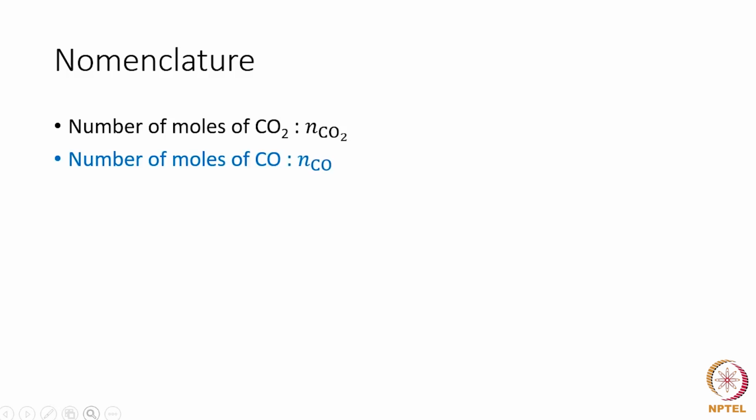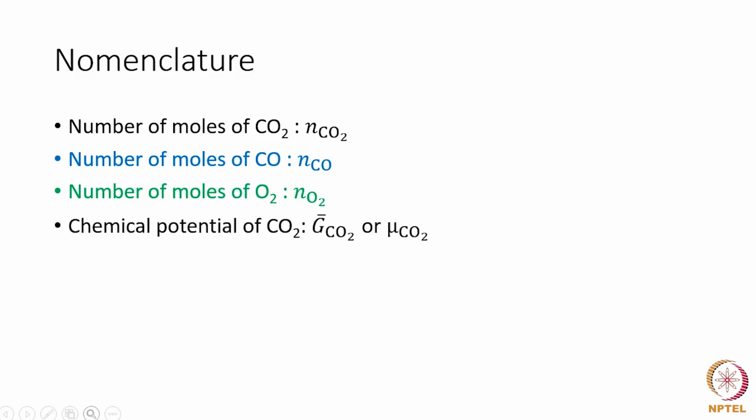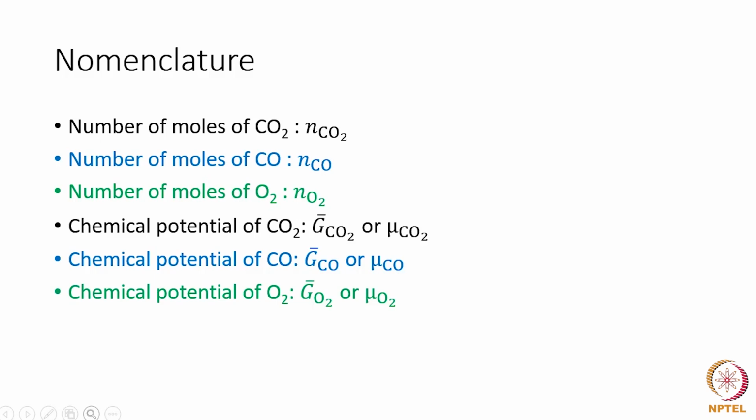The nomenclature that we are going to require during this derivation is as follows. The number of moles of carbon dioxide will be denoted by NCO2. Number of moles of carbon monoxide is going to be denoted by NCO. Number of moles of oxygen denoted by NO2. And the chemical potential of CO2 can be written either as G bar CO2 or mu CO2, the reason being that partial molar Gibbs energy is the same as chemical potential. Similarly, the chemical potential of carbon monoxide is denoted by G bar CO or mu CO, and the chemical potential of O2 denoted by G bar O2 or mu O2.